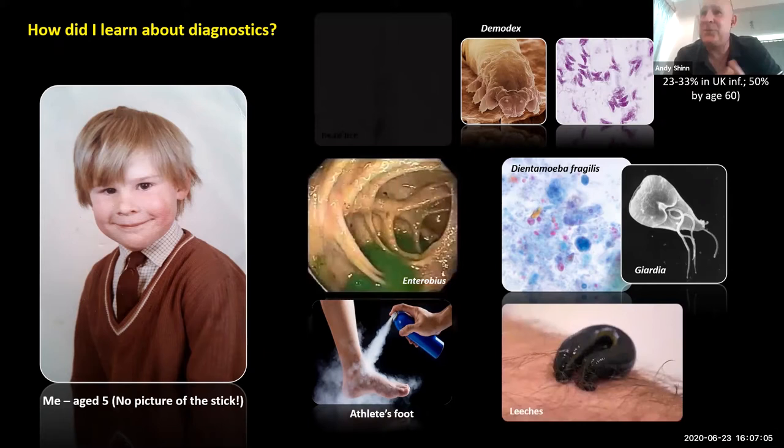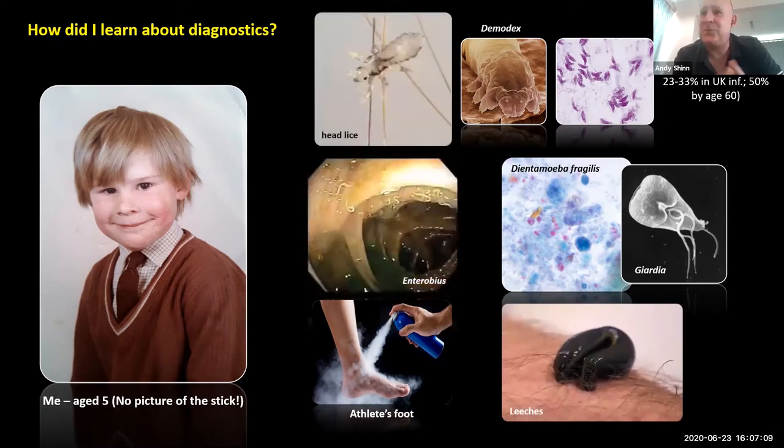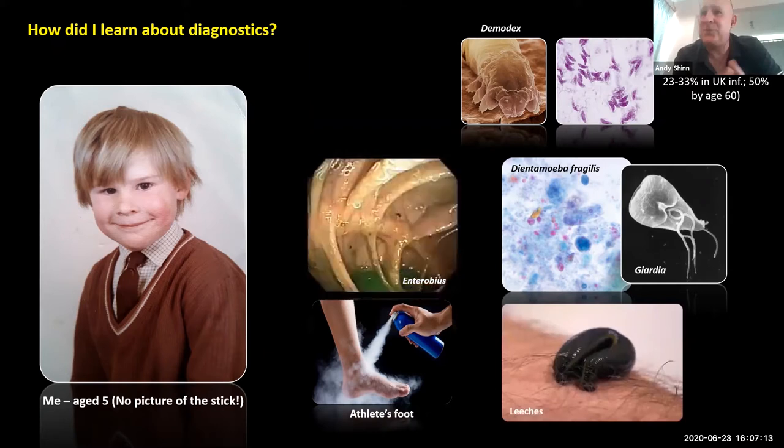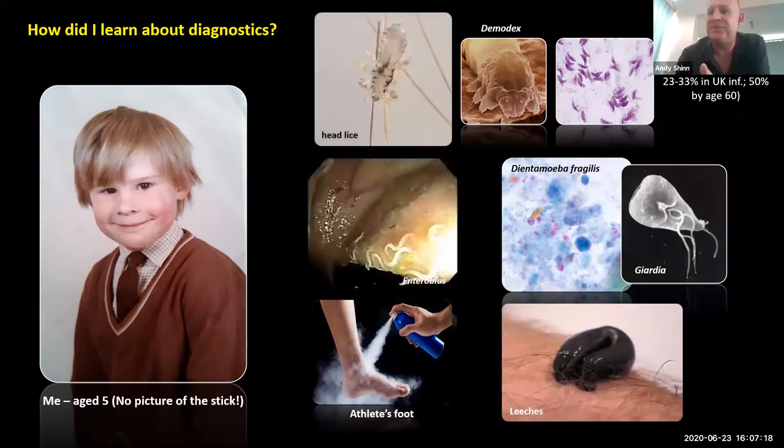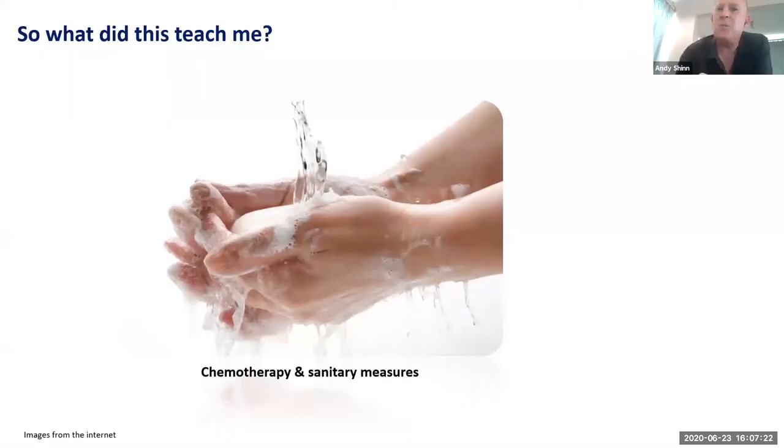But you can also see that I've had leeches, and because of living on a farm and living in Wellington boots, I've picked up a variety of athlete's foot, and of course, working in wet environments in fish ponds, obviously picked up things like leeches. So what did all of this teach me? Well, first of all, it taught me about the importance of washing your hands. And of course, this taught me the importance of chemotherapy and sanitary measures.